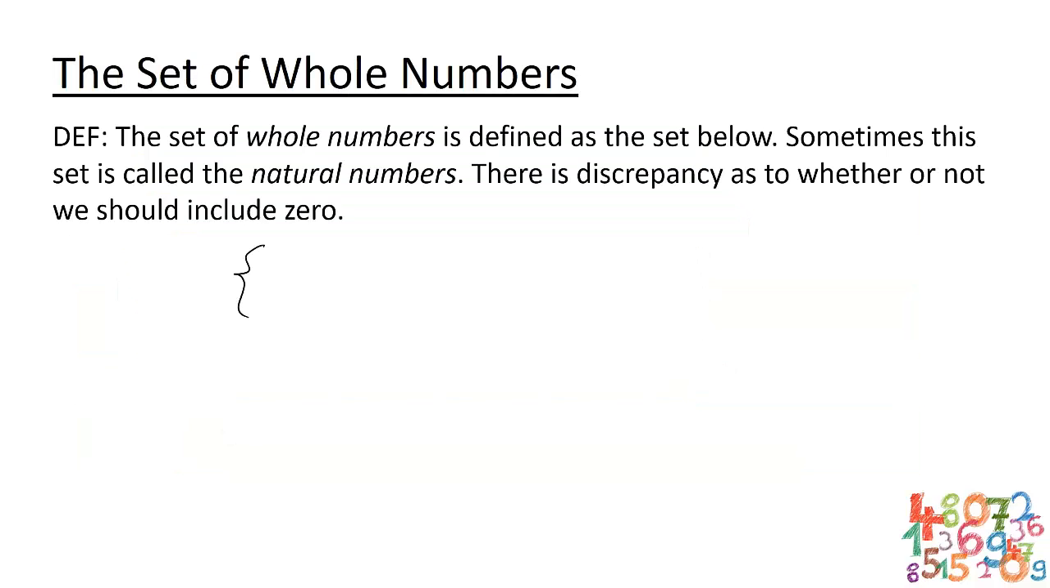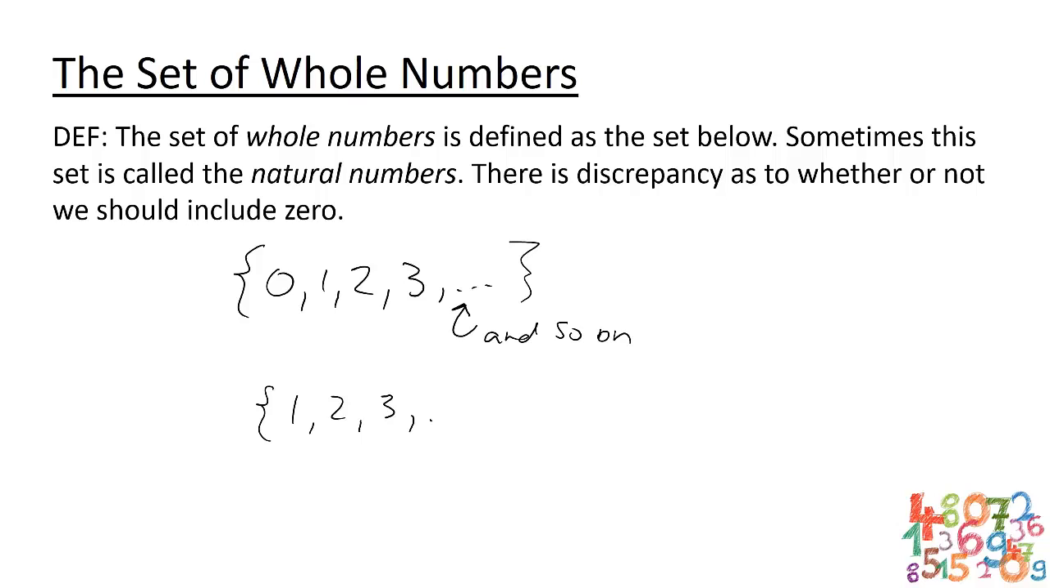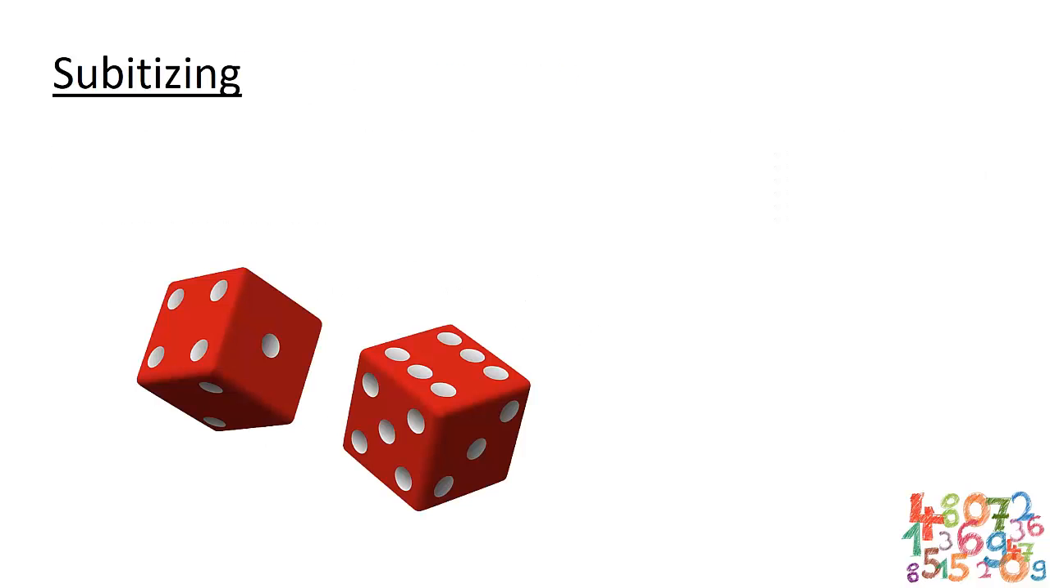The set of whole numbers is usually defined as the set 0, 1, 2, 3, and so on. Some people choose not to include 0, so it could also be written as the set 1, 2, 3, and so on, depending on what book you use. The set of whole numbers may also be called the set of natural numbers, in which case we might use a fancy N to represent this set.